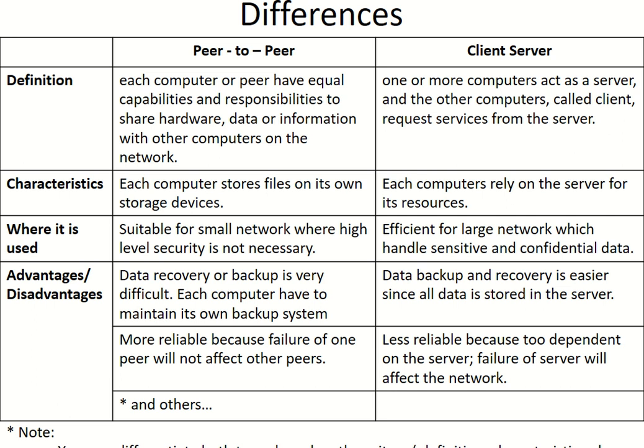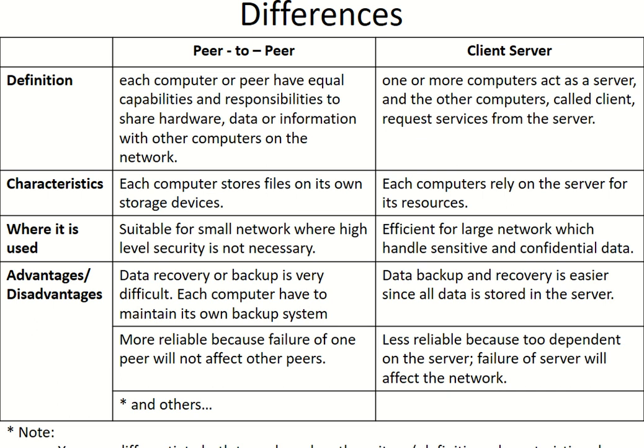Alright, so for the definition of peer-to-peer, each computer or peer has equal capabilities and responsibilities to share hardware, data, and information with other computers on the network, as we discussed. And for client-server, one or more computers act as a server and the other computers, called clients, request services from the server. So I hope you can imagine the diagram, class, how it looks for peer-to-peer and client-server.